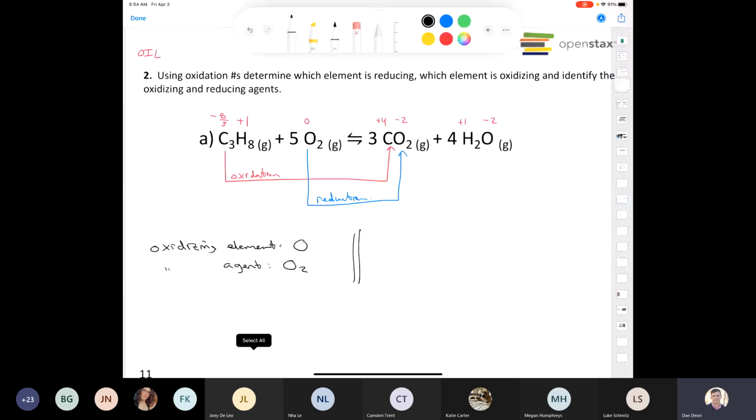Next, they ask for the reducing element. Again, oxygen is undergoing the reduction, and so carbon is affecting its reduction. The carbon is being oxidized, so it's affecting the reduction of the oxygen. And they're also asking us for the reducing agent. What's the reducing agent in this case? It's the whole molecule that possesses the carbon, which is propane, C3H8.